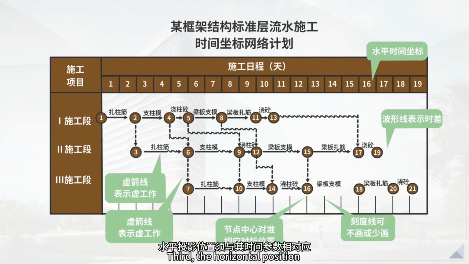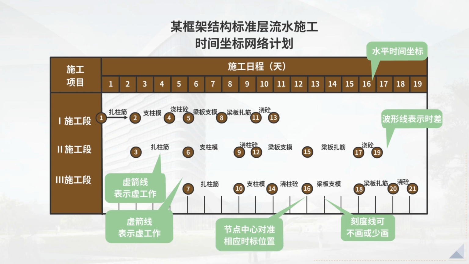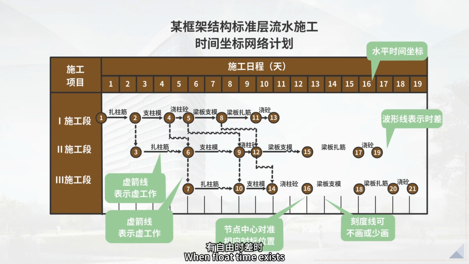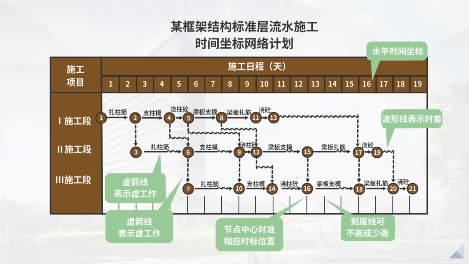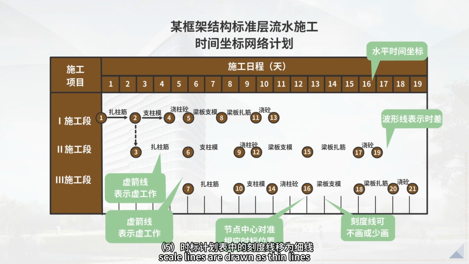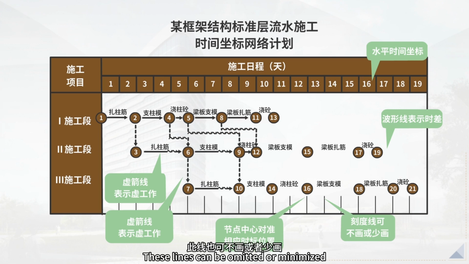Third, the horizontal position of all elements along the time axis must correspond to their time parameters. Node centers must be aligned to their respective time positions. Dummy activities are shown with vertical dotted arrows. When float time exists, it is represented using a horizontal wave line. Fourth, the diagram is preferably drawn based on earliest start time. Fifth, in the time-scaled schedule, scale lines are drawn as thin lines. To keep the diagram clear, these lines can be omitted or minimized.